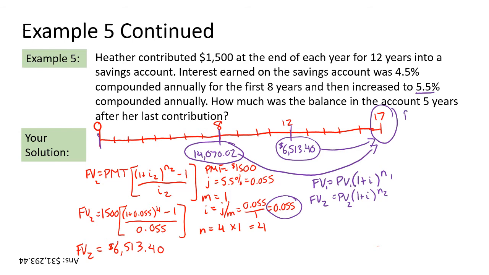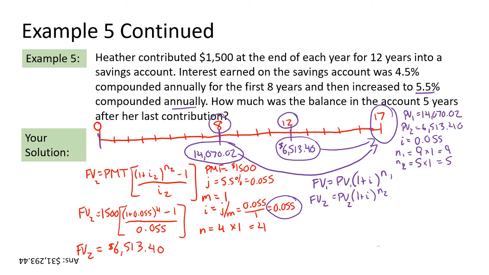So we know present value 1 is $14,070.02. Present value 2 is $6,513.40. Periodic interest rate has not changed, 0.055. So N1 and N2, N1, okay, we've got to go from year 8 to year 17, so 9 years times 1 payment a year, or 1 compounding period per year, right, because it's annually. So that's 9. And N2, we have to go 5 years from year 12 to year 17. So 5 times 1 is just 5.